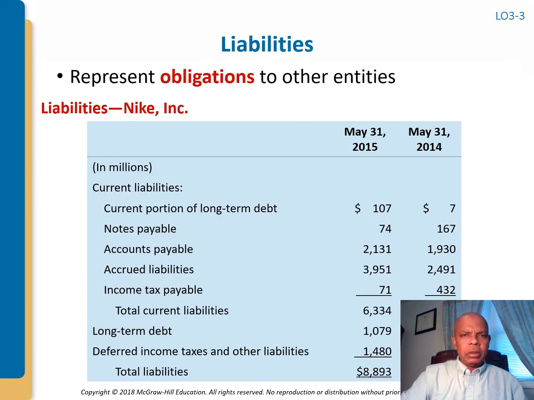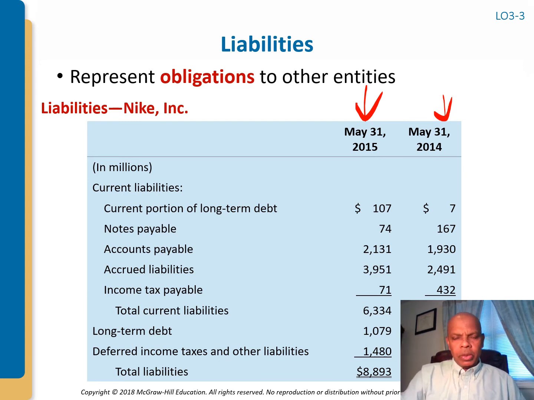This is typical, the liabilities represent obligations to others. You can see the liabilities section of the balance sheet. Usually, when you put a balance sheet together in a financial statement, for comparative purposes you put two years together. You can see May 31st, 2014 and May 31st, 2015. Sometimes they put three or four years in the balance sheet. For the most part it is two years.